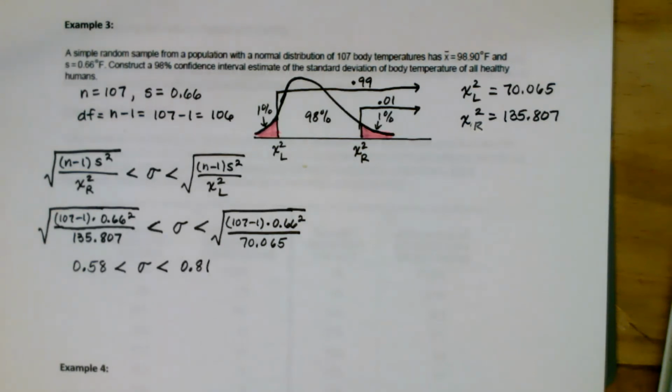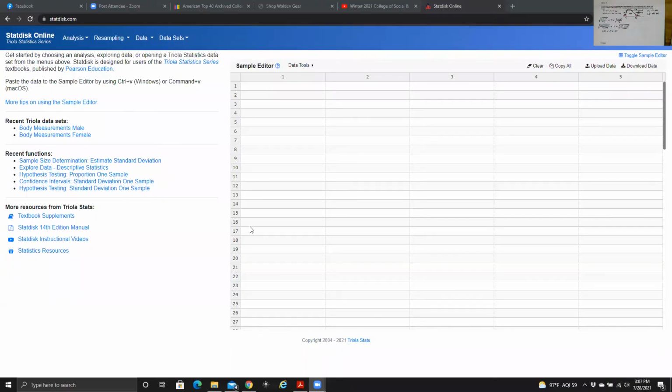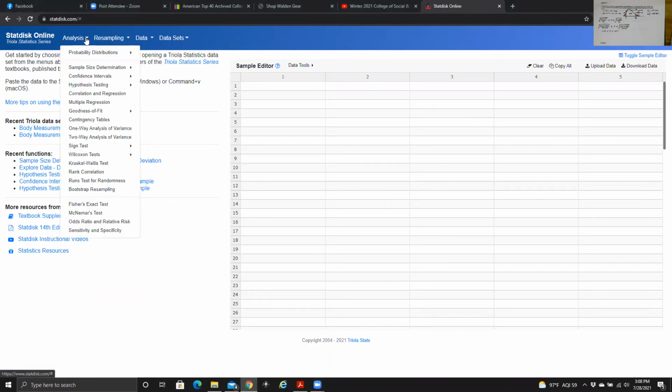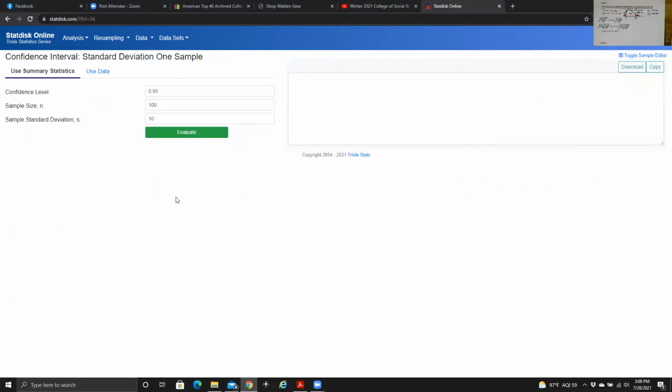All right. So I'm going to go to this screen right here. Now you should have already signed up for StatDisk. All you have to do is go to statdisk.com and sign up for it. It's an easy thing to do. Once you've logged in, go to analysis, and then confidence intervals. Click on that. We're going to pick the one that says standard deviation 1 sample, because we're only dealing with 1 sample statistics here. You'll select that. You should see this screen here.